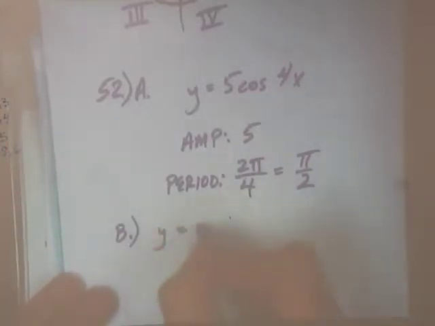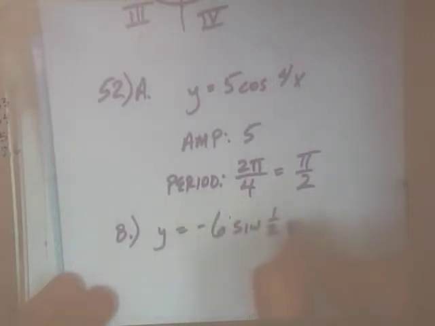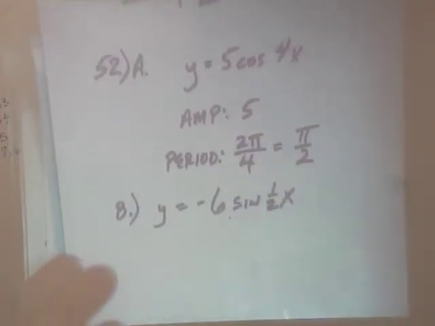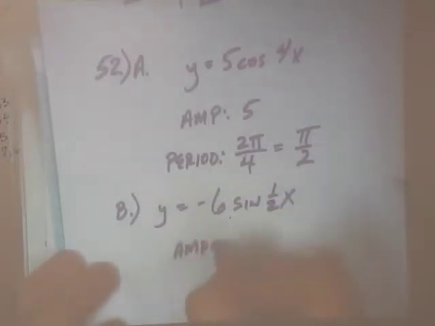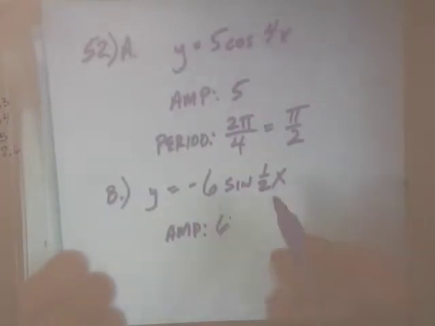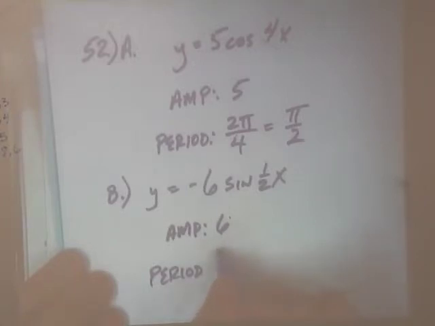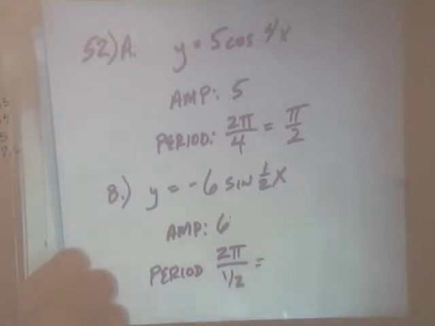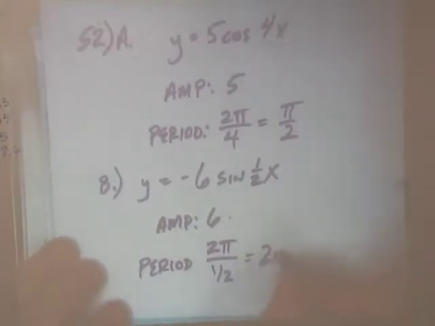So B, y equals negative 6 sine of 1/2 x. So again, the amplitude. Amplitude's a distance, so it can never be negative. So the amplitude's just 6. Don't put negative 6. It'll probably be a choice on the test. Don't put negative. Amplitude's a distance. And then the period is 2 pi divided by the number in front of the x, which in this case is 1/2. And when you divide by a fraction, you multiply by the reciprocal, so it ends up being 4 pi.